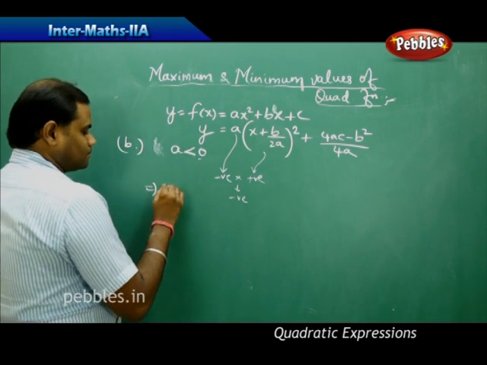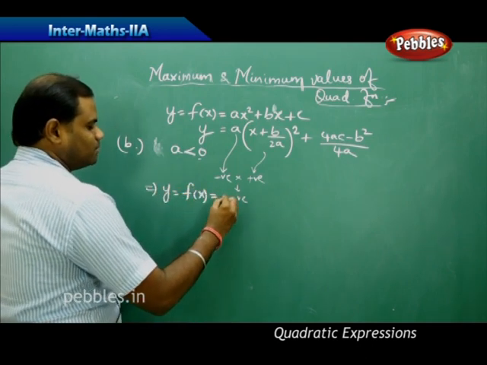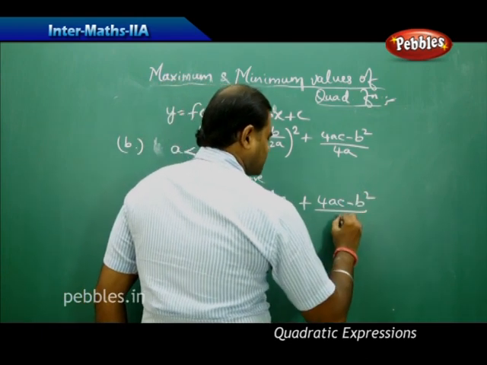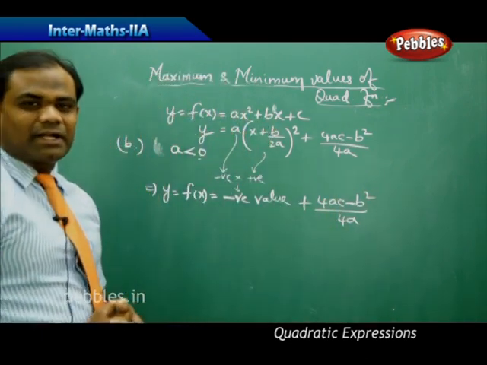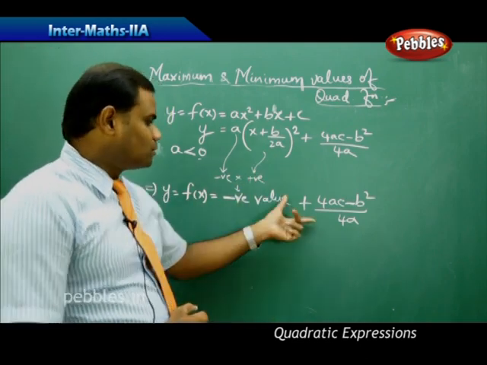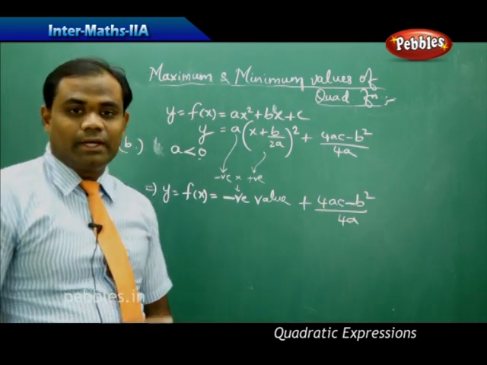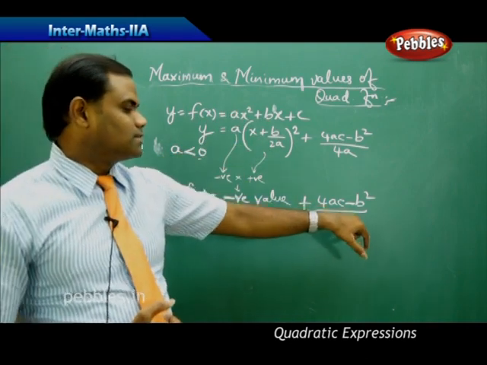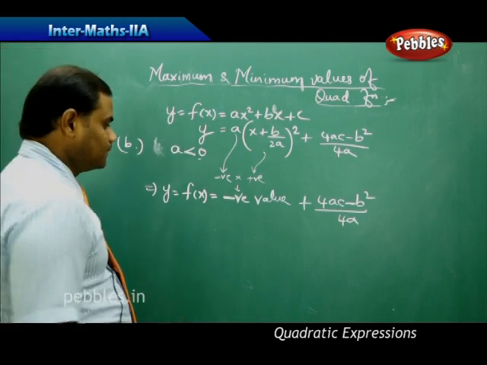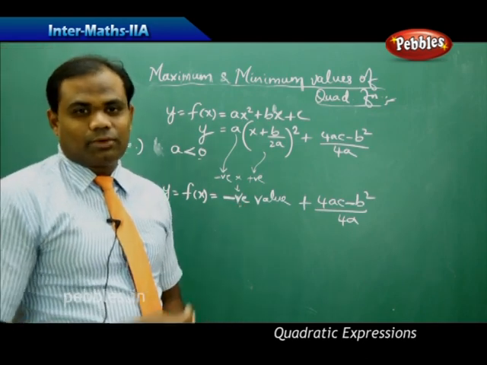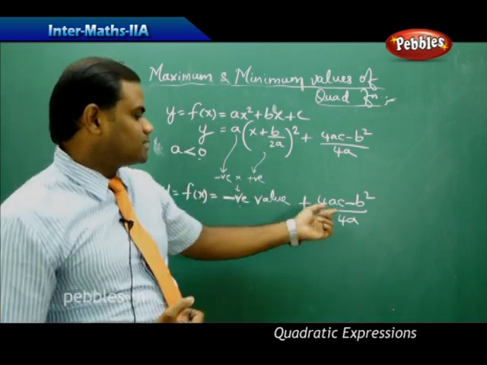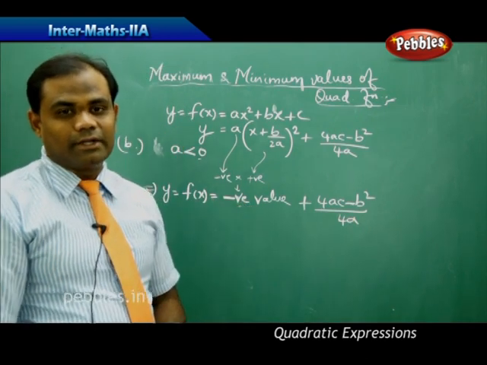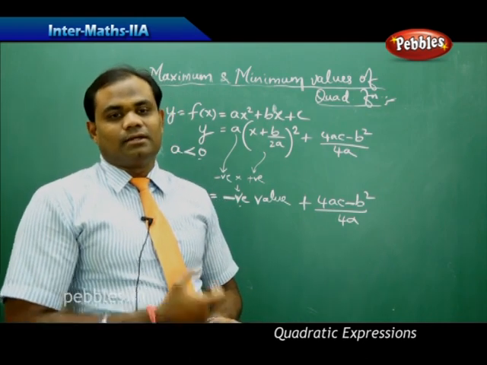That implies my y equals f of x will be a negative value plus the quantity (4ac minus b squared) by 4a. So here I clearly understand that unlike the part A of the theorem where I got positive value plus the fixed (4ac minus b squared) by 4a, in this case of a less than 0, I have negative into positive, which is negative value plus (4ac minus b squared) by 4a. So when I add a negative value to the quantity, it obviously reduces. That means f of x is always less than or equal to this, because there is a negative value added but not the positive value.